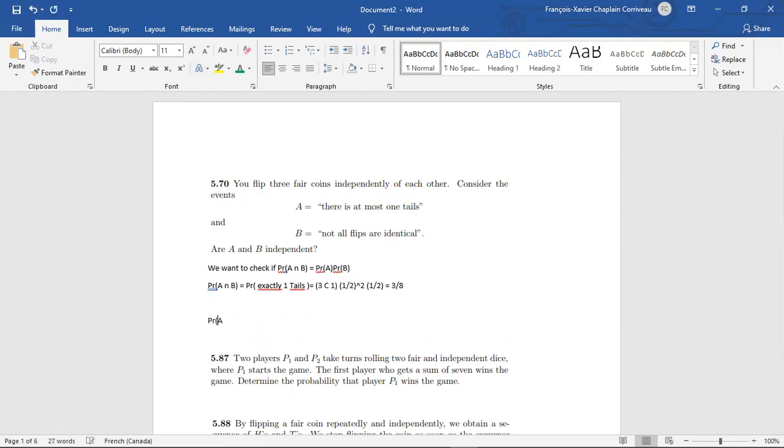What about the probability of A? So the probability of A, well, we said it earlier. There is at most 1 tails. We can break it into 2 cases. This is the probability of exactly 0 tails plus the probability of exactly 1 tails.